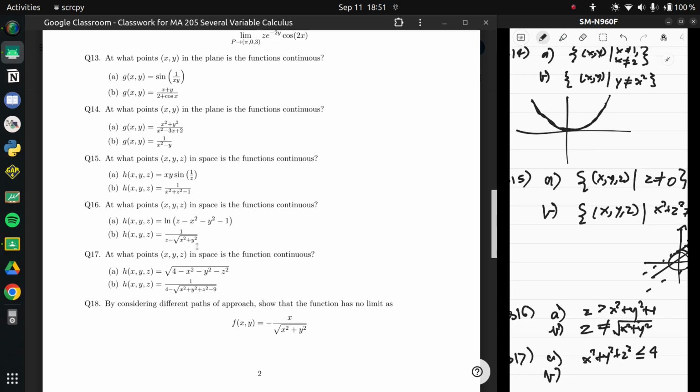When it's... I'm not even going to do anything, because above that it's not defined. That's the only problem. It's not in its domain. Otherwise it's continuous everywhere.